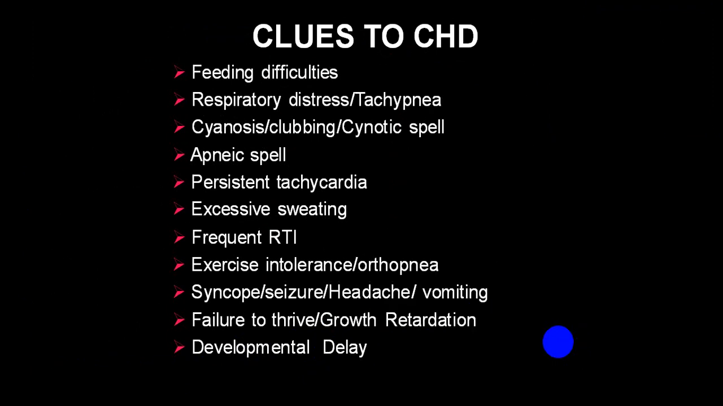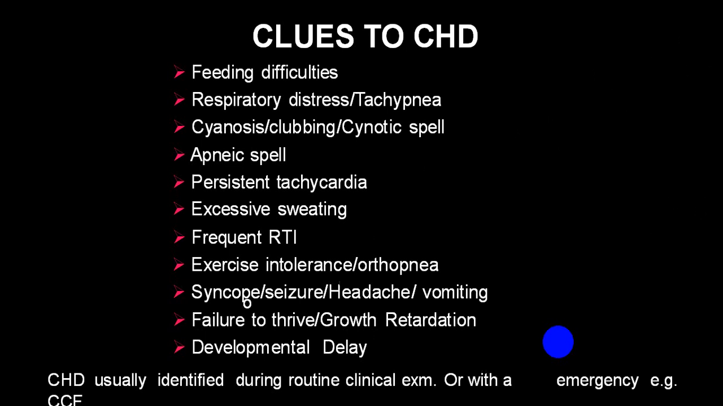There are certain clues to a newborn child. If there is a feeding difficulty, respiratory distress, tachypnea, cyanosis, clubbing, apneic spells, persistent tachycardia, excessive sweating, frequent respiratory tract infection, orthopnea, exercise intolerance, failure to thrive, growth retardation, developmental defects or developmental delay, all this will tell you that the child is having congenital heart disease.